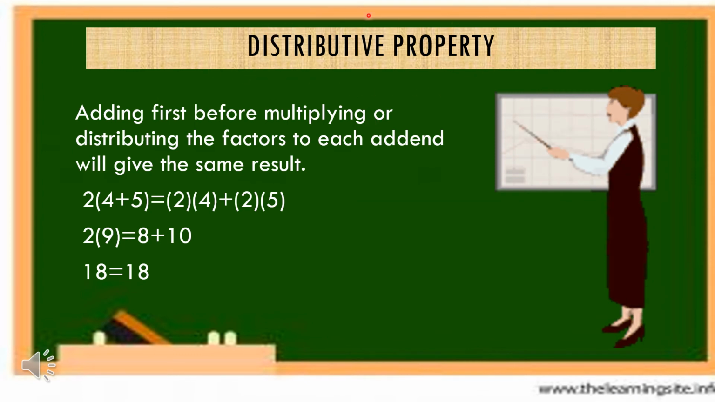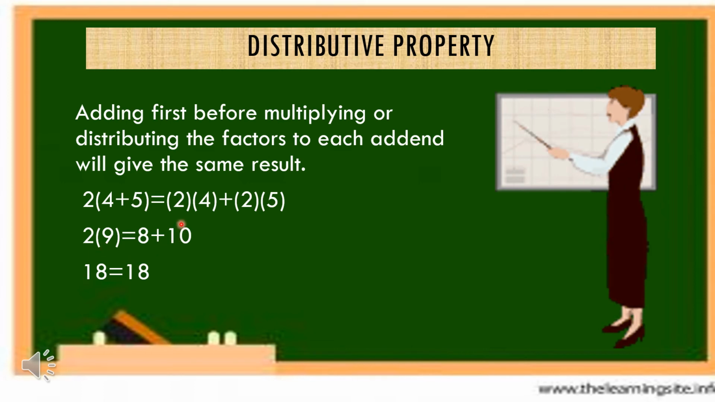We have distributive property. Adding first before multiplying, or distributing the factors to its addends, will give the same result. So, if we multiply 2 by the quantity of 4 plus 5, what is the quantity of 4 plus 5? The answer is 9. So 2 times 9 is 18.